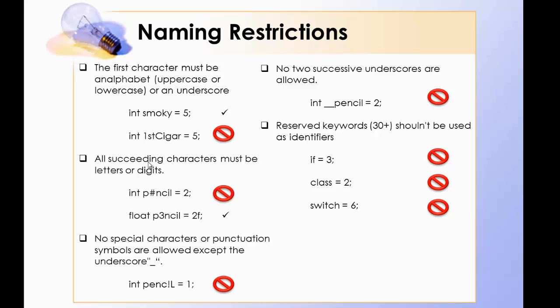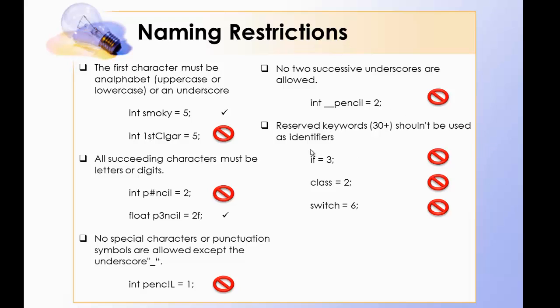The second case is all succeeding characters, which are second characters, must be letters or digits. So here, this is a special character which is not allowed. However, on this guy, it's perfectly fine. And of course, there are no crazy characters here, as shown here, exclamation mark, and no two successive underscores are allowed because this is system use only.